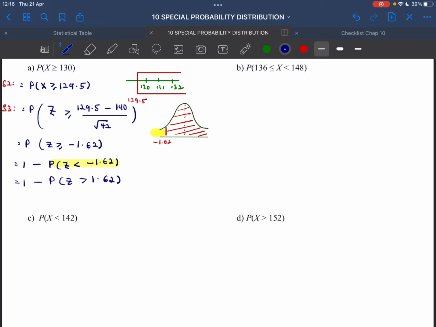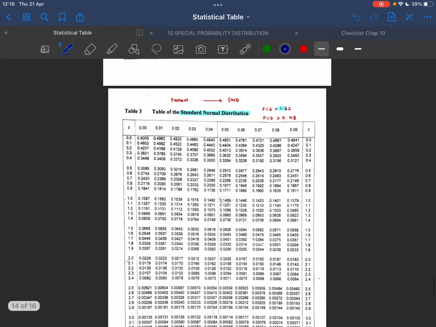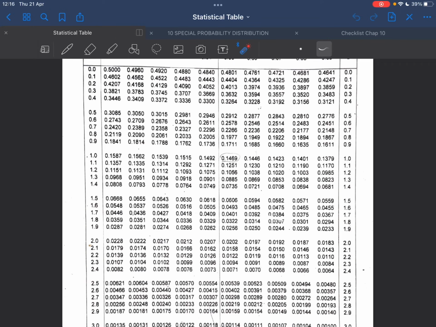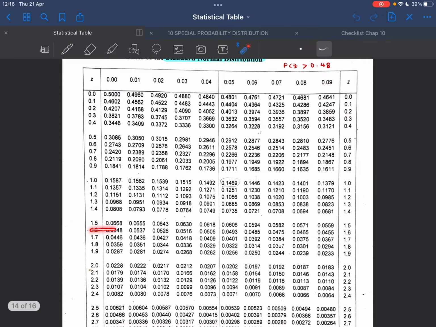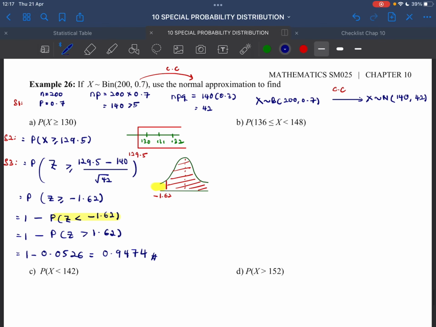Look at your table, find 1.62. Here is 1.6, and our 2 is here. So the value is 0.0526. Now we just do 1 minus 0.0526, and we have the final answer, 0.9474. That is how we do continuity correction with SND.